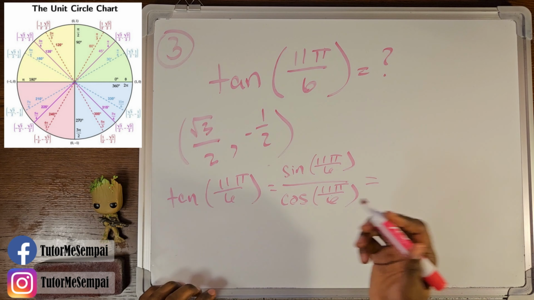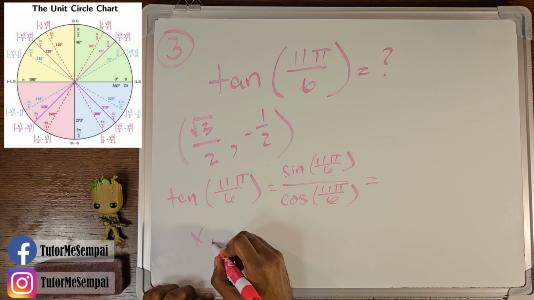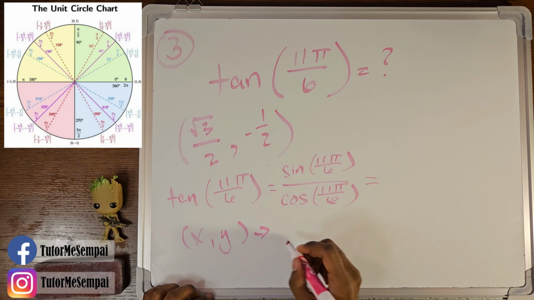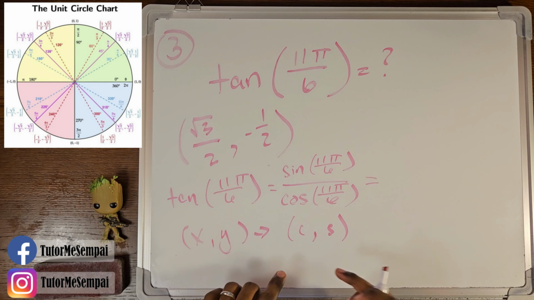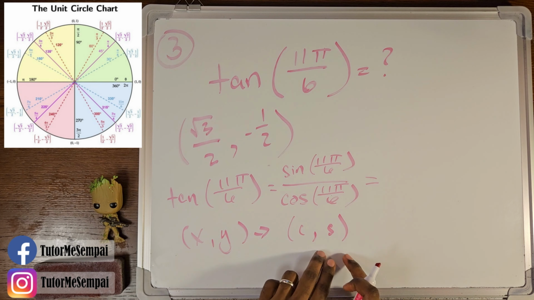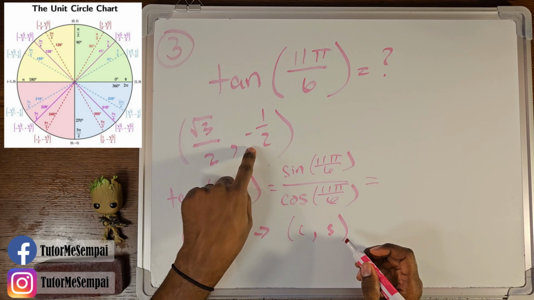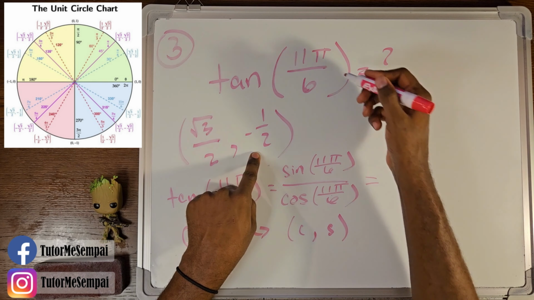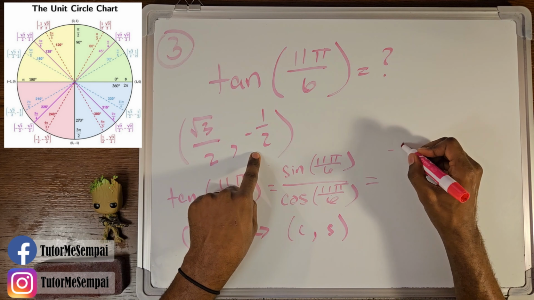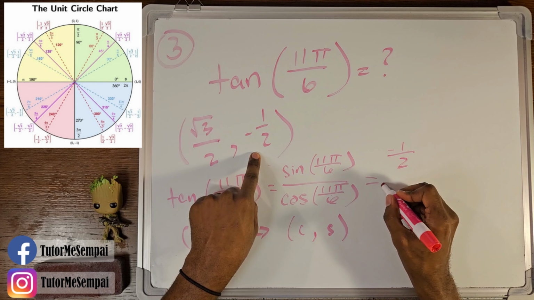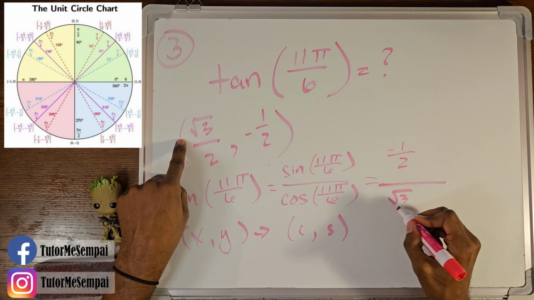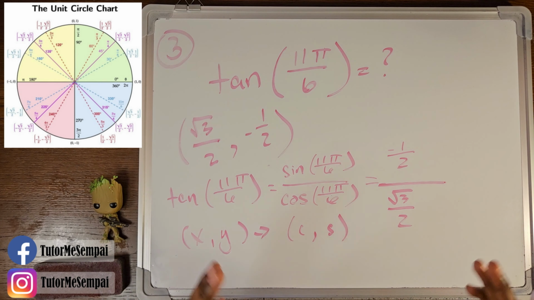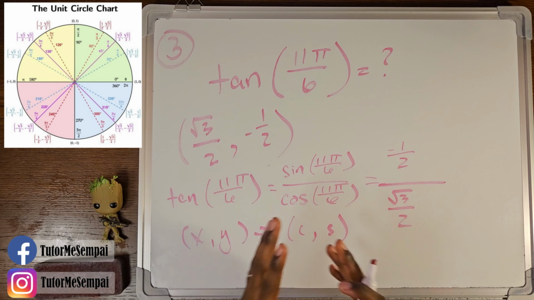So sine, now we just said before that x before y, therefore c before s. I'm going to keep saying that to kind of drive it home. X before y, therefore c before s. So sine is our second point. So sine of 11 pi over 6 is going to be -1/2. And we're going to divide that -1/2 by the square root of 3 over 2. So this is what that equals. Now we can simplify this.